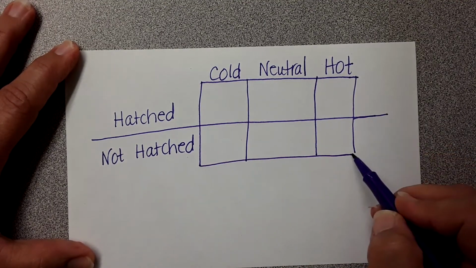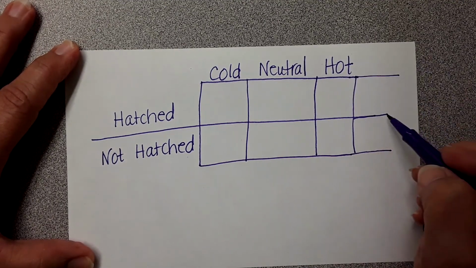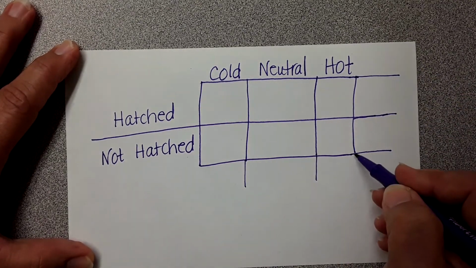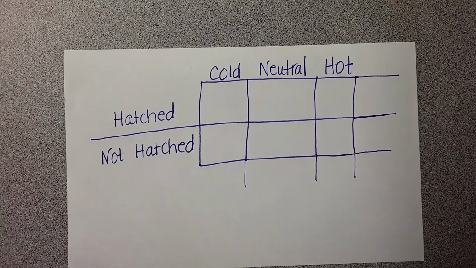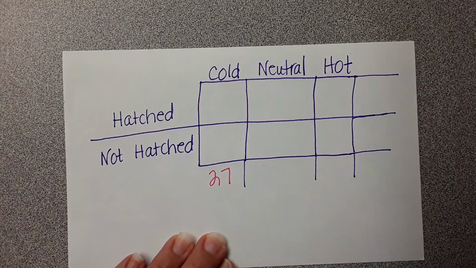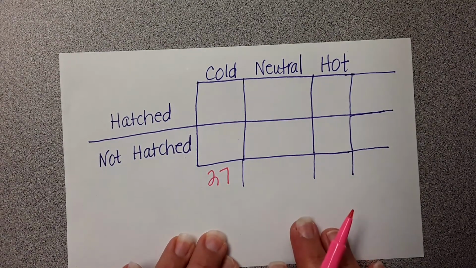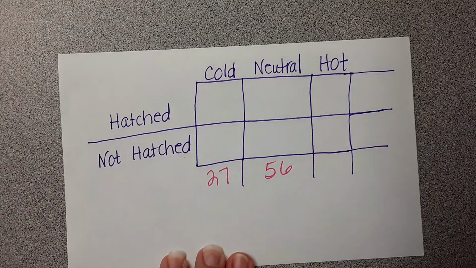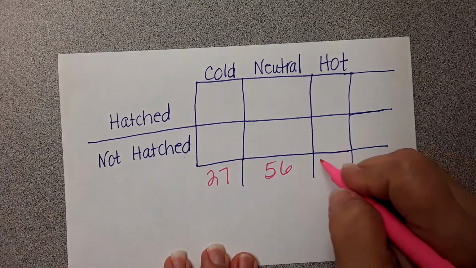Now, remember you guys, I'm putting these rows out here because these are going to be our marginal distributions, the counts. In this, it said that we had 27 eggs that were in cold water. So we had 27 here. It said that we had 56 in neutral, so we'll put 56 here. In hot, we had 75.